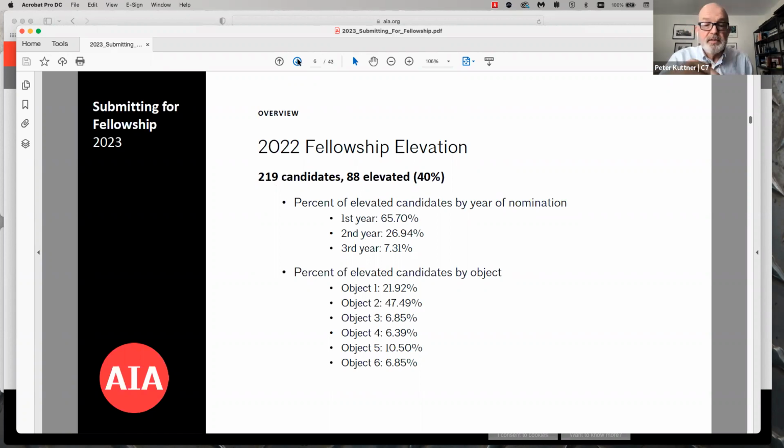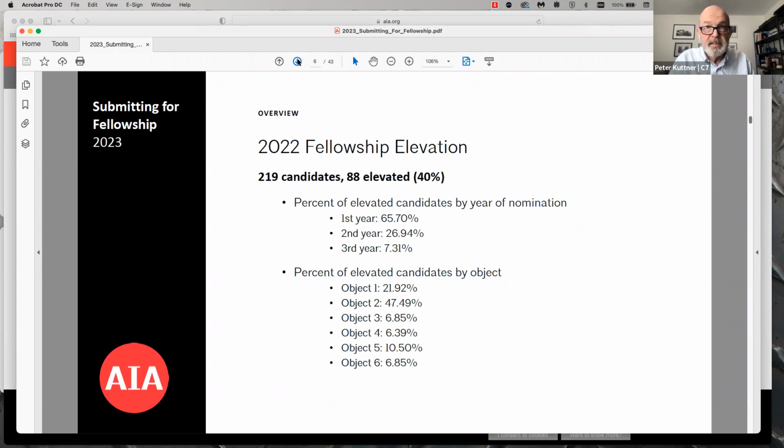And so smaller and smaller percentages come from the second and third year, because so many get nominated each year. But it pays off, because some percentage of the elevated people have done it 2 or 3 times before they finally got in. And the 7% for the third year doesn't mean only 7% of the third year people did. 7% of the people who are elevated did it in their third year.